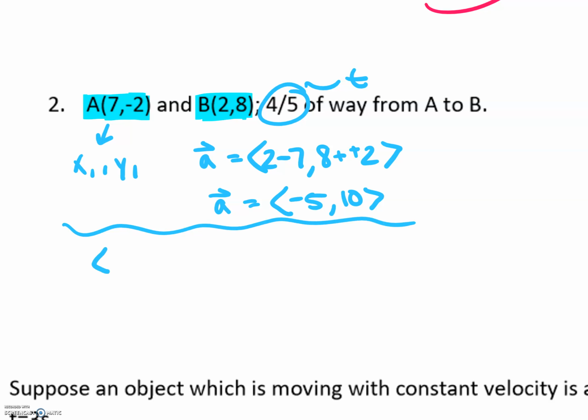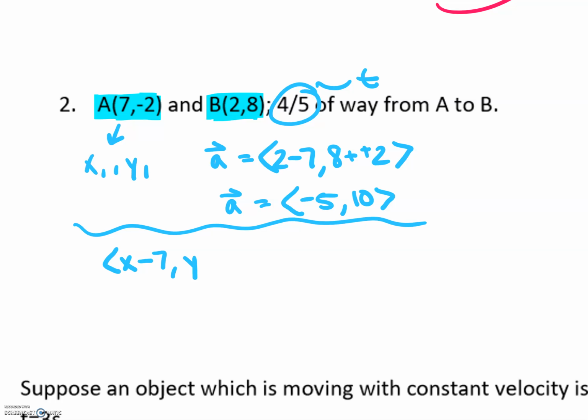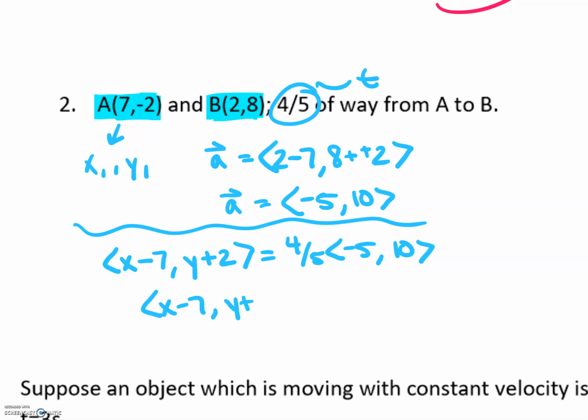So if I go ahead and write my equation, I'm going to say x minus x1, remember, is 7. y minus y1, that double negative will turn to a plus 2, equals my parameter t, which is 4/5 times <-5, 10>. So again, I'm going to distribute that 4/5 in. If I distribute the 4/5 in, I'm going to get negative 4, and then I'm going to get positive 8.